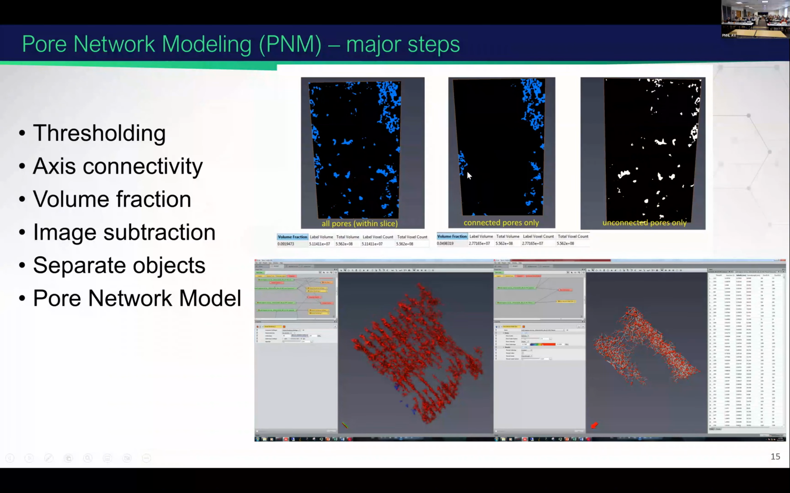This is the example of pores shown in the slides. These are only the connected pores, and these are the unconnected pores. And these bottom two images are the connectivity volume, and this one is the ball and stick model of the pore network model.